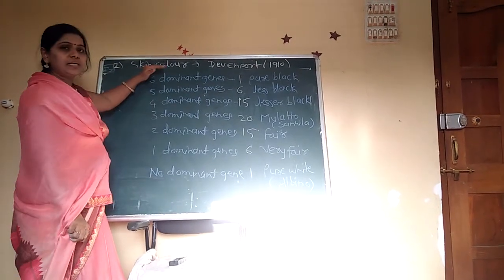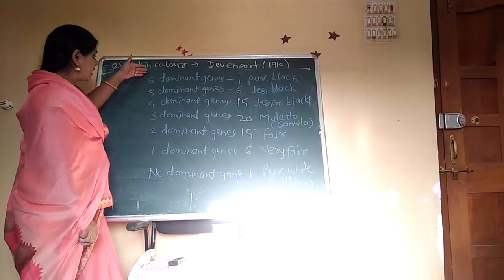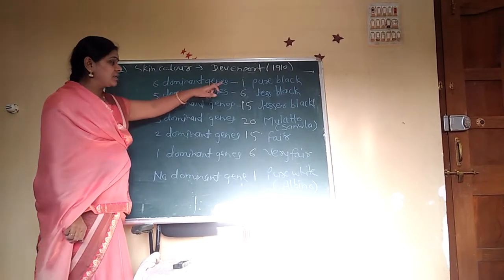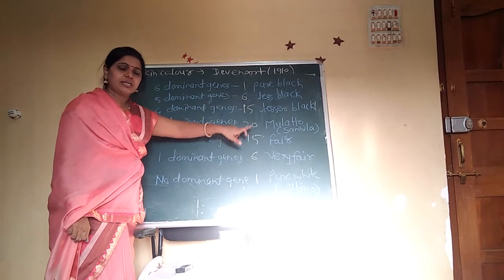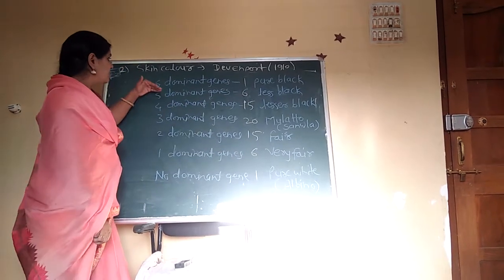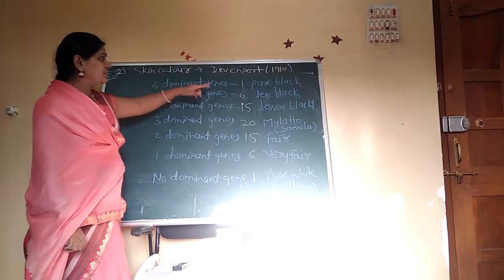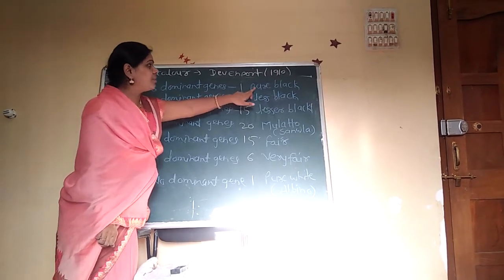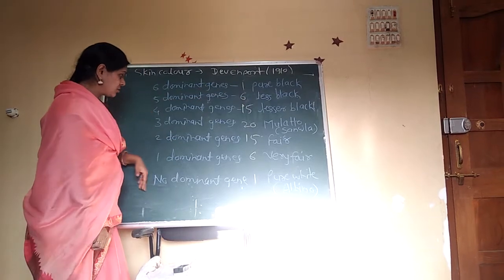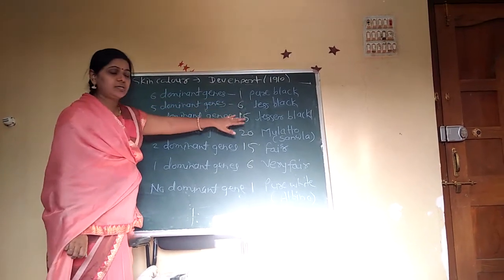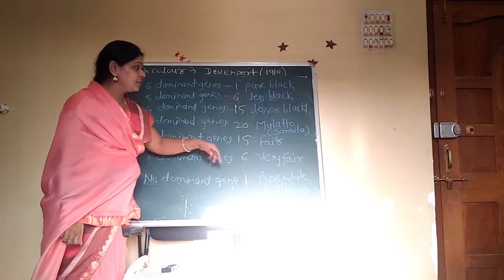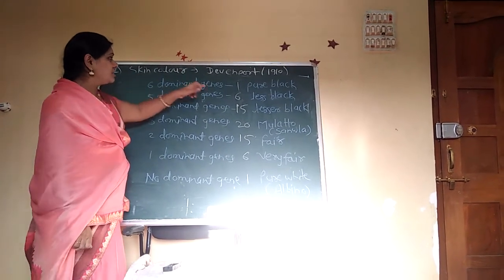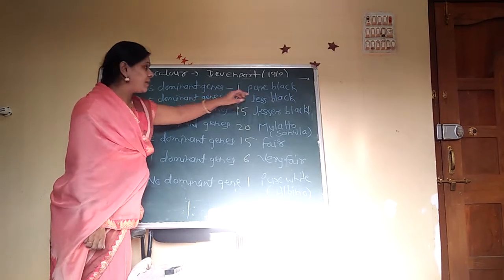Here, based on the dominant genes, there are different shades of color and variation in human skin color. With six dominant genes, only one person, that is pure black. This is the phenotypic ratio and the genotypic ratio, depending on the Punnett square.